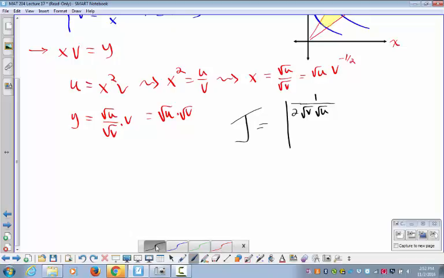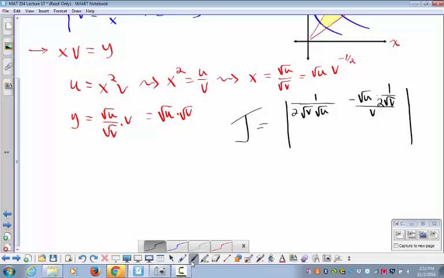I'll do quotient rule here. Low d high with respect to v, since the numerator is a constant in v, is 0, minus high d low, so numerator times the partial of the denominator with respect to v, which is 1 over 2 root v, all divided by the denominator squared. Denominator squared is v.